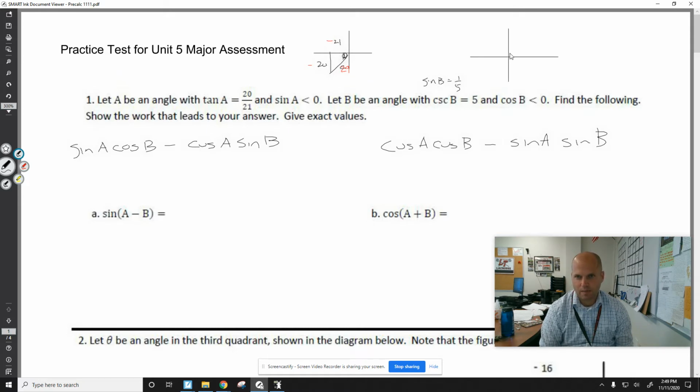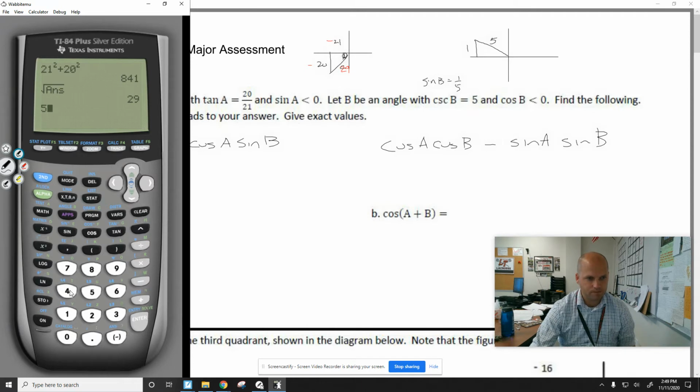So opposite over hypotenuse. The opposite's got to be 1. The hypotenuse has got to be 5. We end up with 5 squared minus 1. So it's like A squared plus B squared equals C squared. C squared is 25. I'm going to show this once, but after this you guys should know A squared plus B squared equals C, the hypotenuse, squared. This is 25 minus 1, which is 24. Square root of 24. You could leave it as square root of 24. It is root 4 root 6, which is 2 root 6. I know we're going to the left, though.